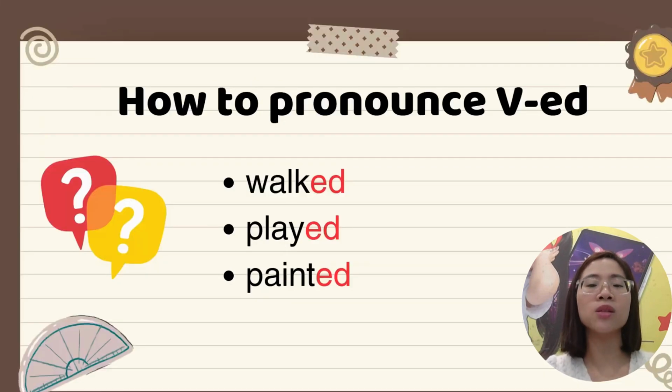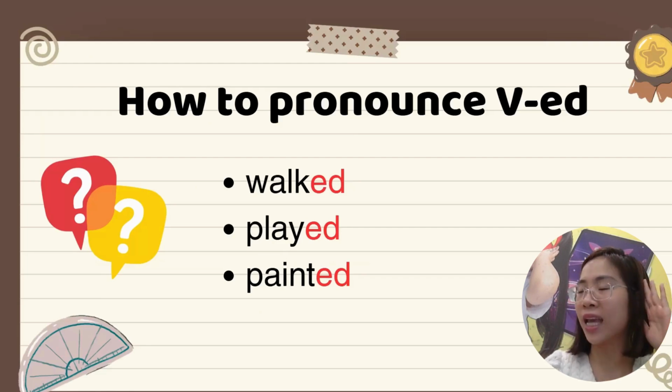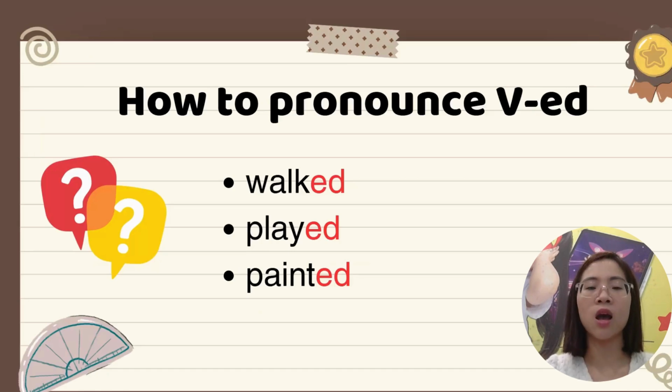How to pronounce verbs that end with ED. I have 3 verbs ending with ed here, and I will pronounce these words. You listen carefully and try to find out the differences between these sounds. Okay? 1. Walked, walked. 2. Played, played. 3. Painted, painted.